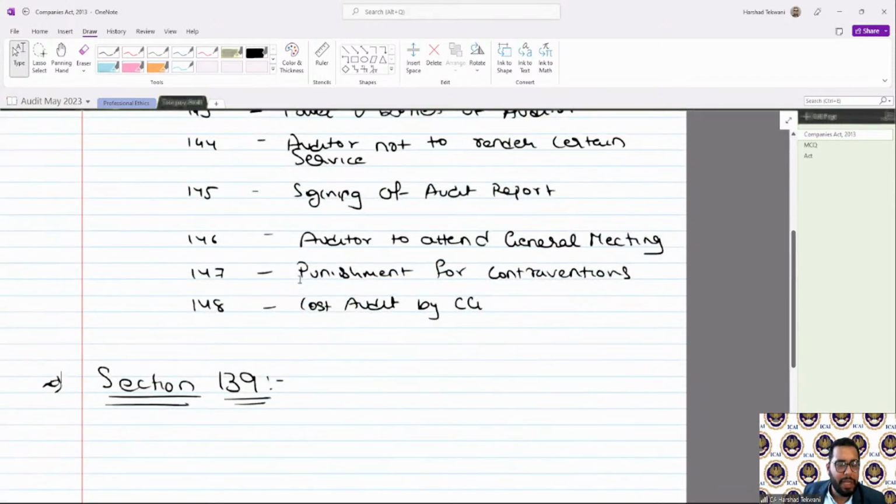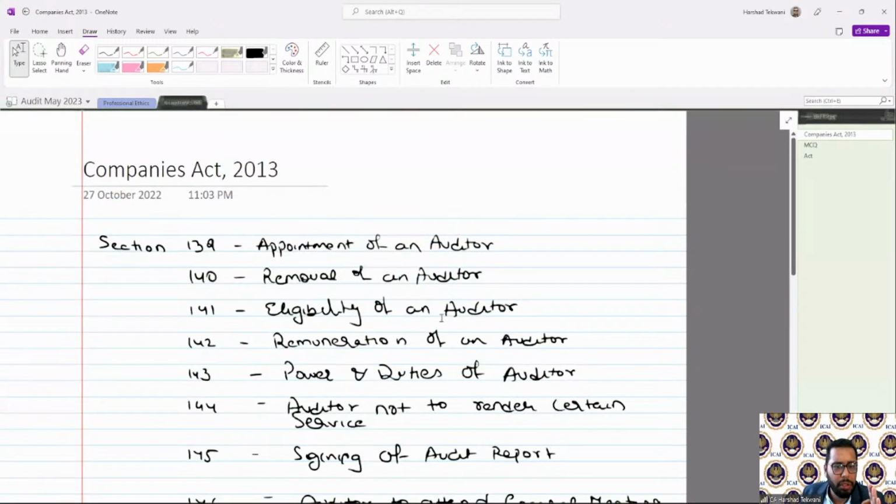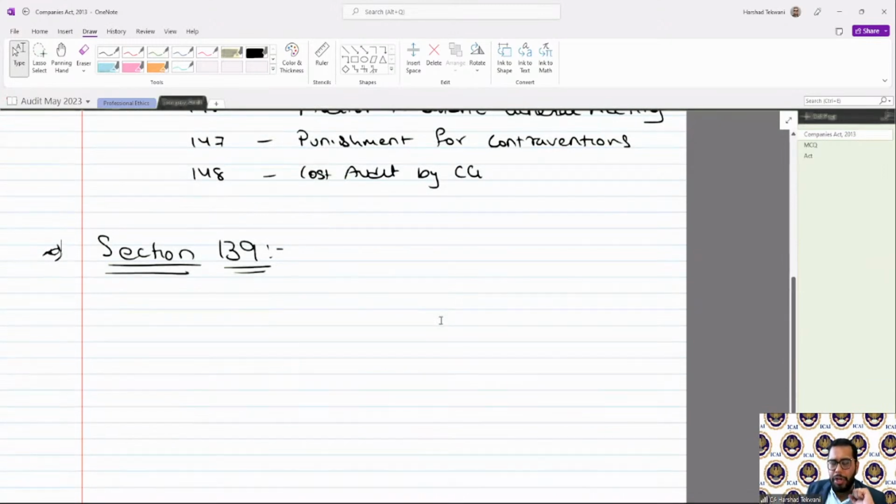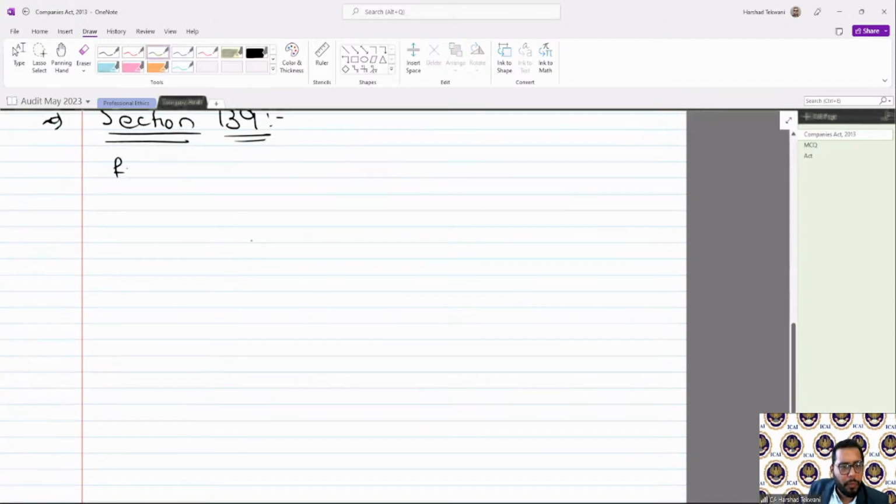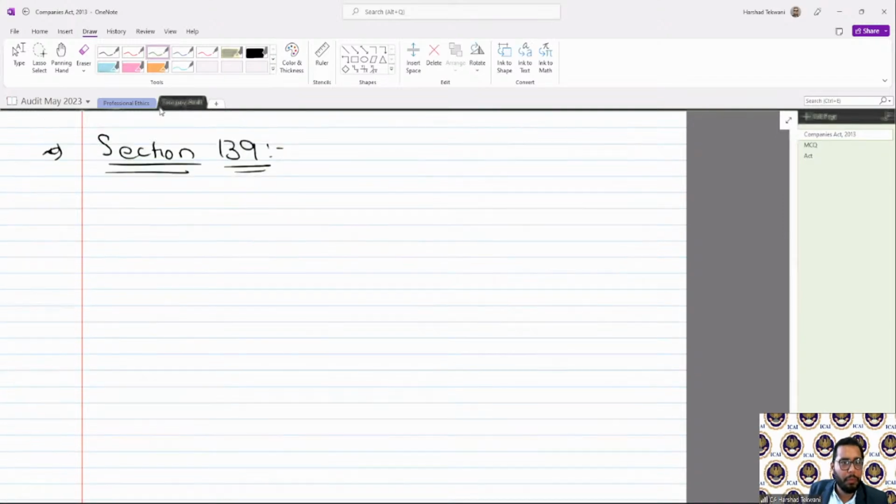Section 139 is nothing but appointment of an auditor. Now, when I talk about appointment of an auditor, there can be 3 types of appointments. One is a first time appointment in case of a company. Then it's a subsequent appointment. And then it's a casual vacancy. Let's see one by one. Let's talk about first time appointment. In case of first time appointment, there are two categories: either it's a first time appointment of a government company or of any company other than a government company.